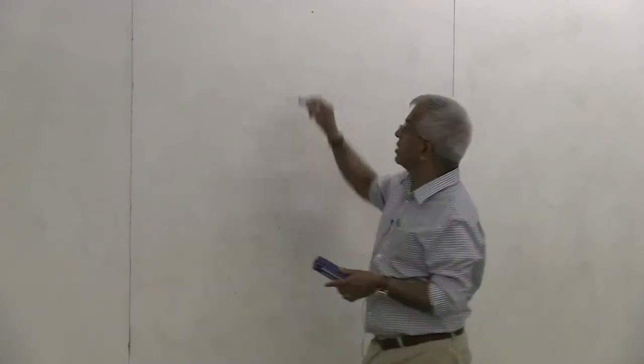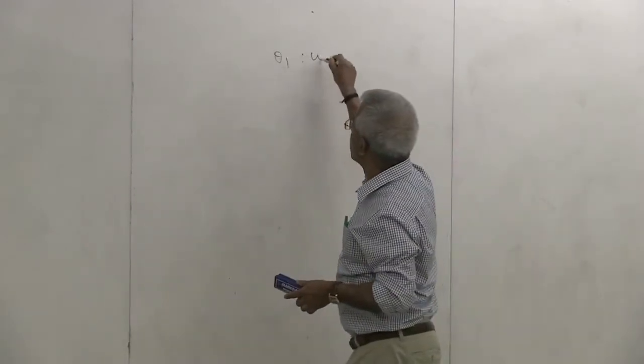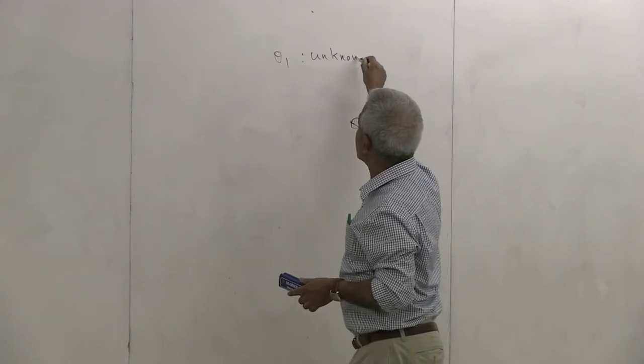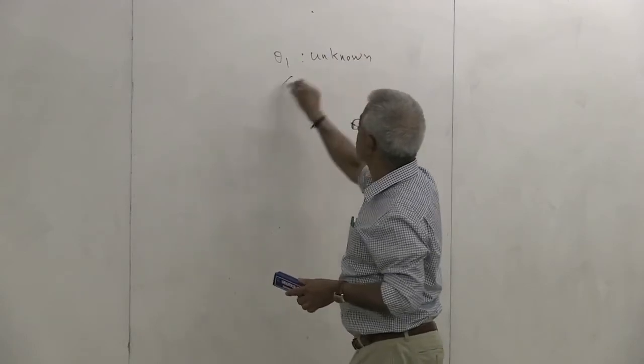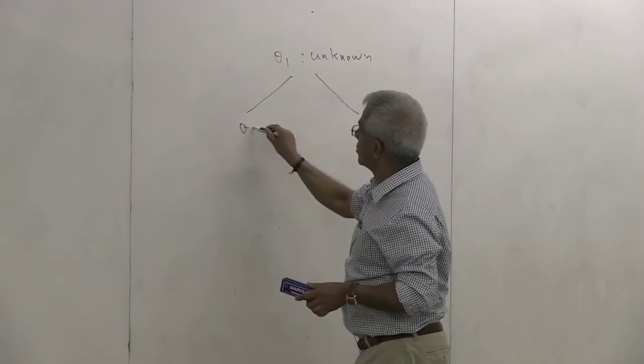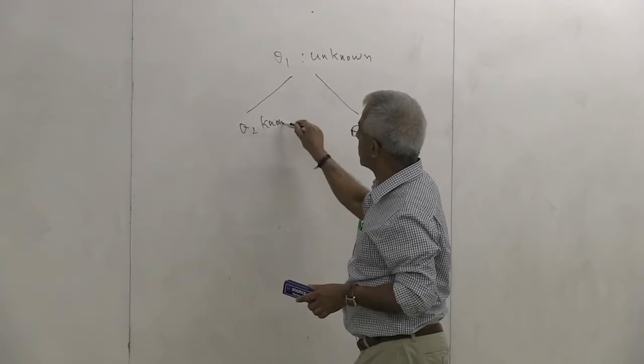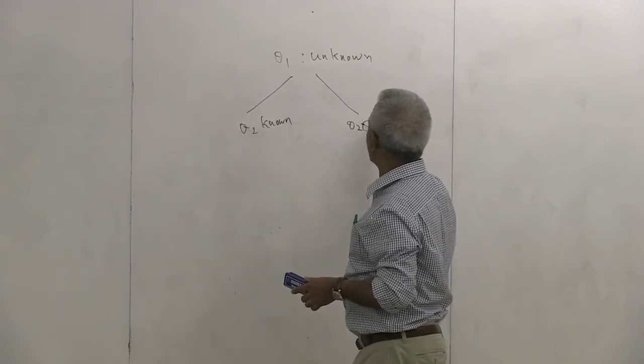Is something still bothering you? All right, then listen to what I'm trying to say. You have one unknown, theta 1. And you have two situations: theta 2 known, or theta 2 unknown.